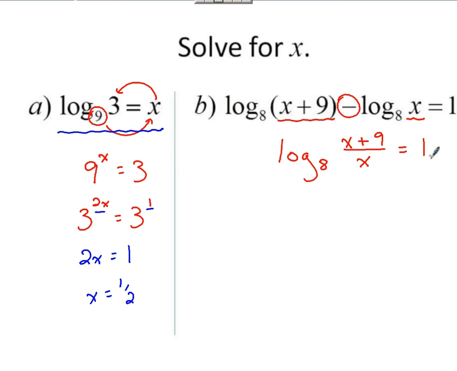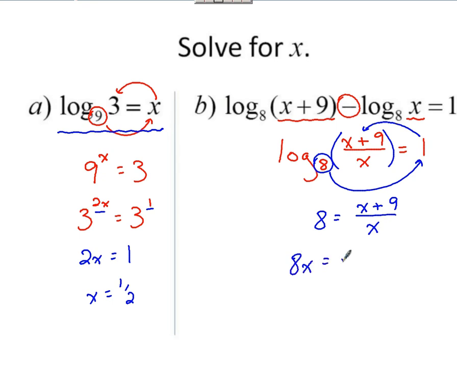Now, since I have it down to a single logarithm, once again, ride the merry-go-round. Take your base here of 8, raise that to a power 1, let that equal this quotient over here. So 8 to the first, being 8, equals x plus 9 over x. And multiply both sides by x. If I do that, I'd have 8x equals x plus 9. So subtract x over. If I subtract x over, I've got 7x equals 9. Divide by 7. Whoops, that's not what it's going to be. It's going to be 9/7.